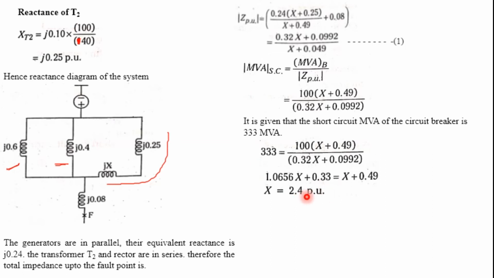Hence this is the value of the inductive reactance. This is nothing but j2.4. This is nothing but j2.4 times the value, which is connected between the transformer and the bus, which is required to limit the short circuit rupturing capacity of the feeder across the bus to that 333 MVA. So this is the unique problem we have.